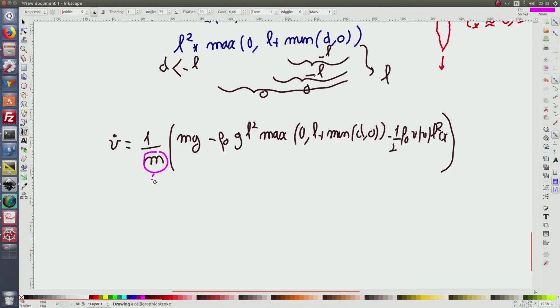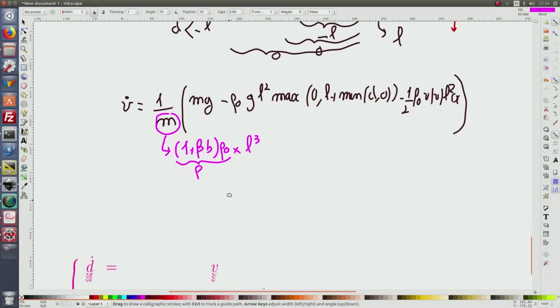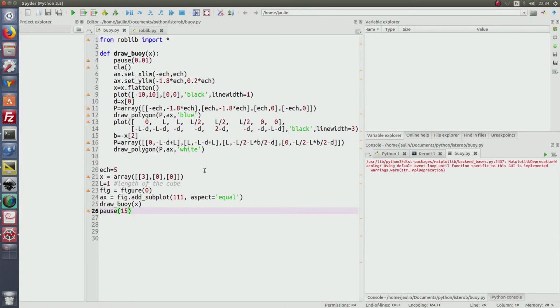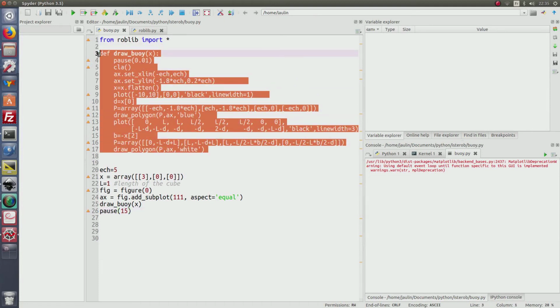Now we know that the mass is equal to 1 plus beta b multiplied by rho 0, so it corresponds to the density of the buoy multiplied by the volume L square. Recall that I can control this volume thanks to U. Of course I have some simplification between L square and L cube, and I obtain this state equation written here. It corresponds to something like x dot equal f of x and u, and I will be able to simulate this. After, of course, I will have to control it to go to a given depth. I take a Python program written here where I have a function to draw the buoy.